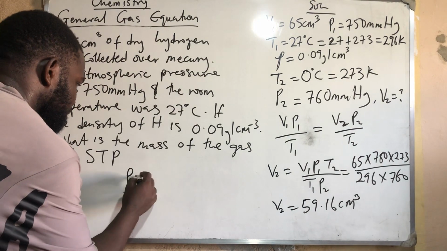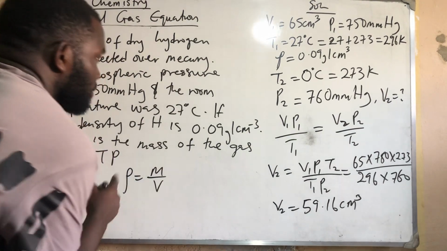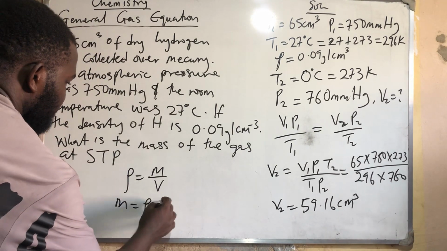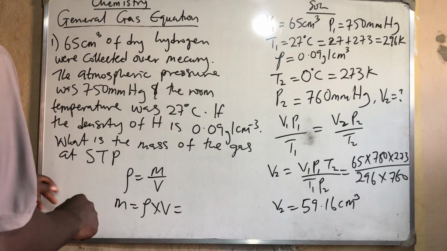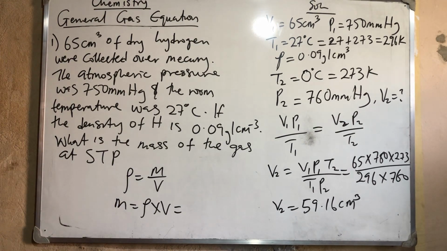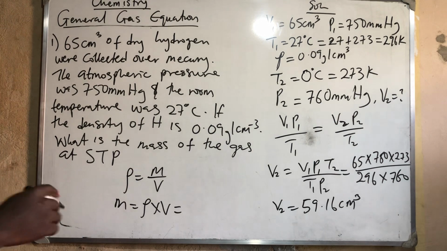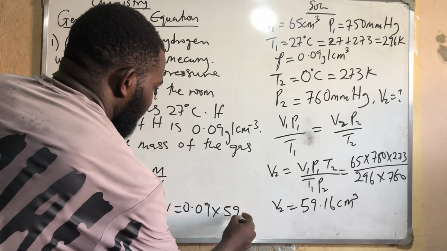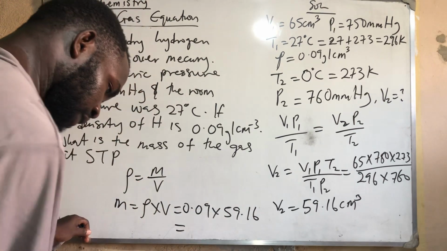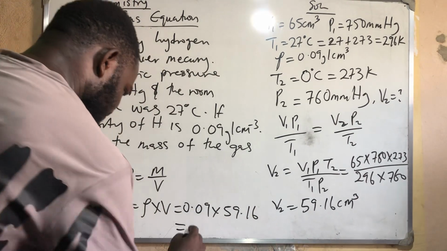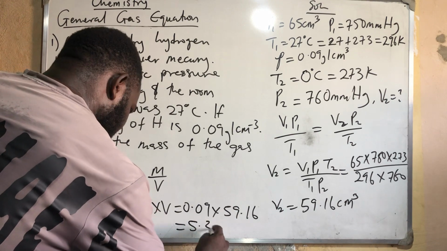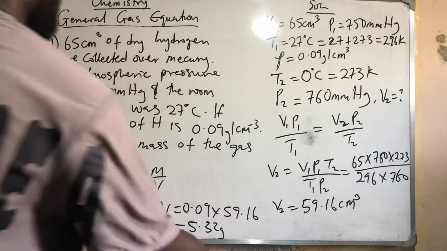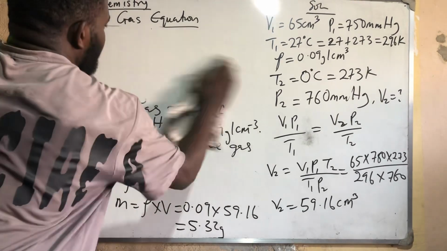We know that density is equal to mass over volume. So the density they gave us, therefore my mass should be density times volume, which is 0.09 times the volume, 59.16. So you will now get that the mass is 5.32 gram. So that is that. Very simple question. So let's move to the second question.